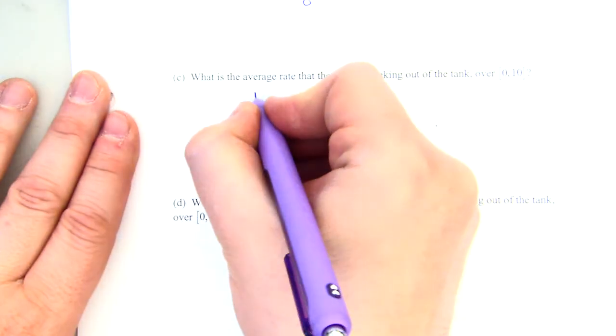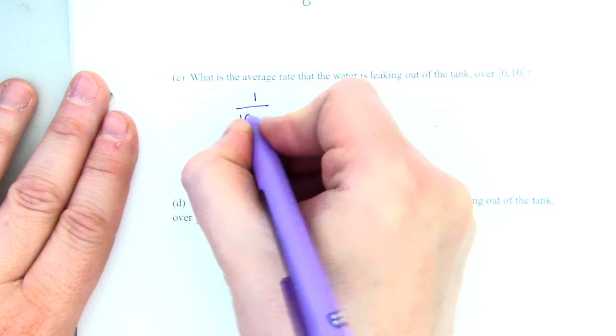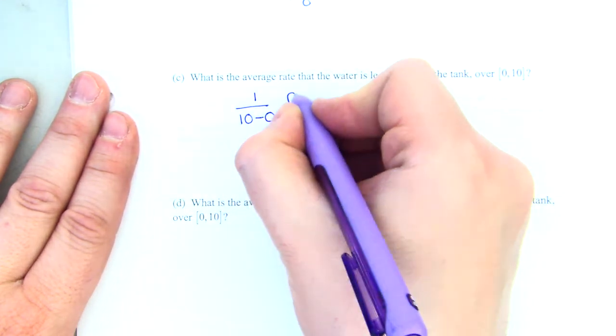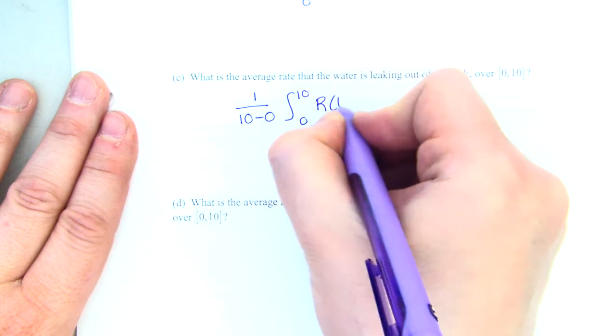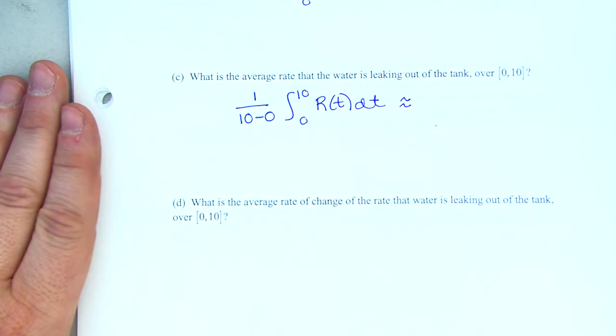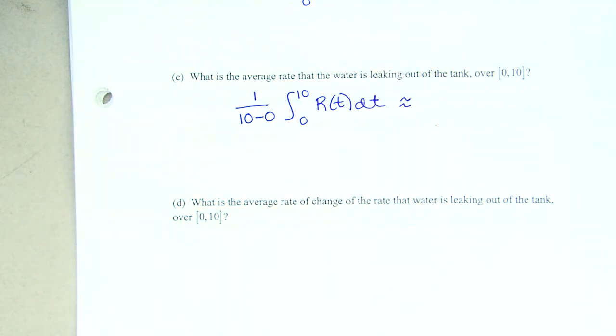That's going to be our formula we got in the notes from today. 1 over 10 minus 0 times the integral from 0 to 10 of r of t dt. Go calculate that, or use a shortcut to calculate that. And figure out your units for this thing.